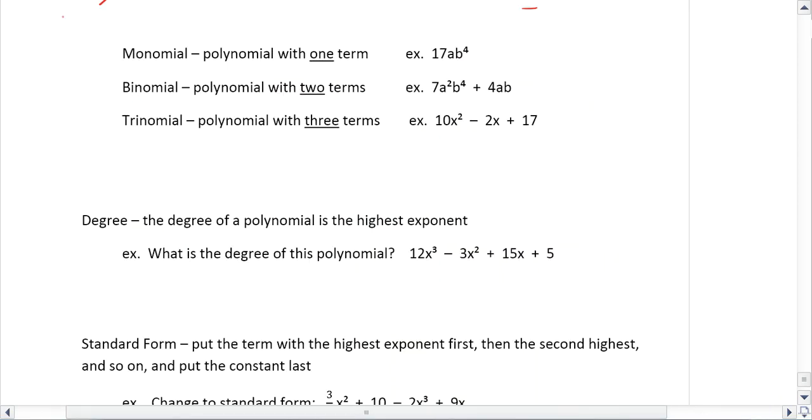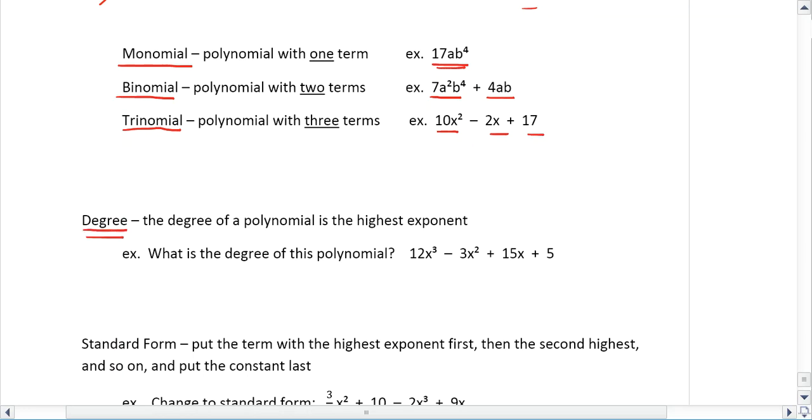We now have a few more vocabulary words to learn. A monomial is a polynomial with just one term, mono meaning one. A binomial, of course, has 2 terms, bi like a bicycle with 2 wheels, bi means 2. Trinomial, like a tricycle with 3 wheels, a trinomial has 3 terms. They're separated all by adding and subtracting signs.